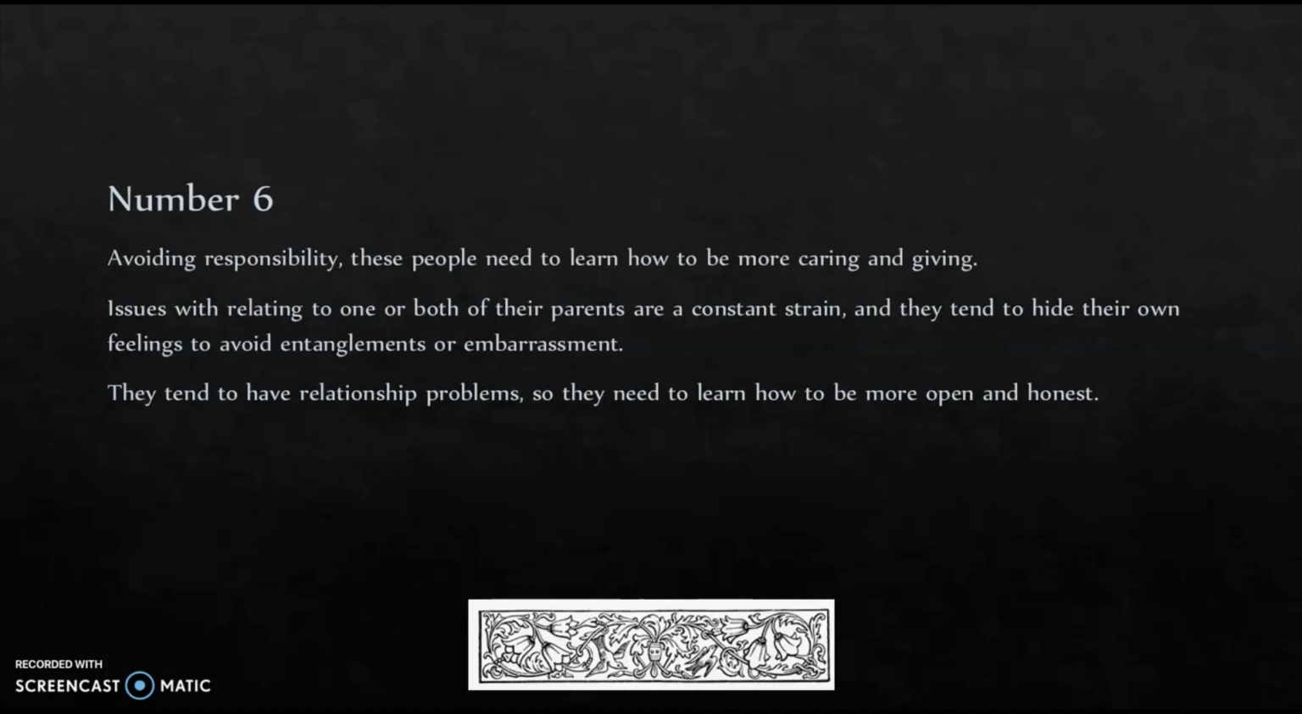Number 6. Avoiding responsibility. These people need to learn how to be more caring and giving. Issues with relating to one or both of their parents are a constant strain, and they tend to hide their own feelings to avoid entanglements or embarrassment. They tend to have relationship problems, so they need to learn how to be more open and honest.